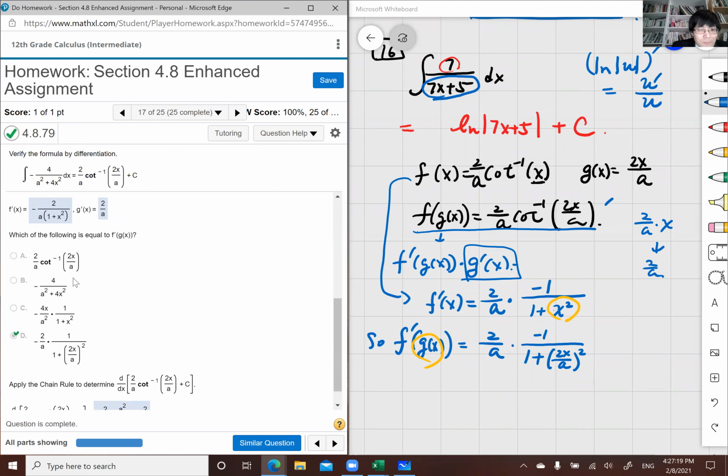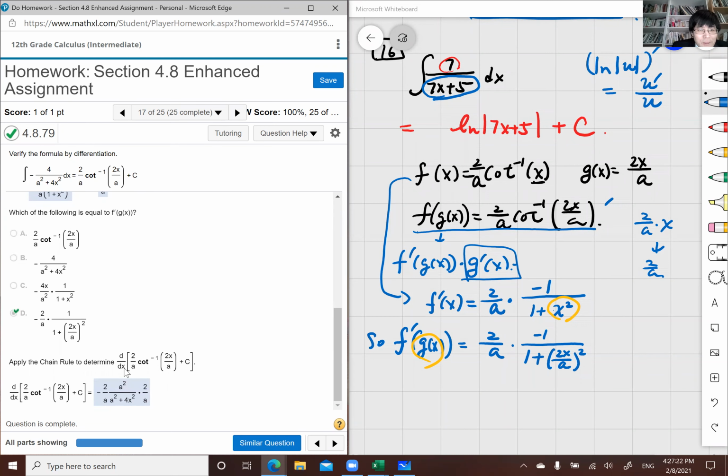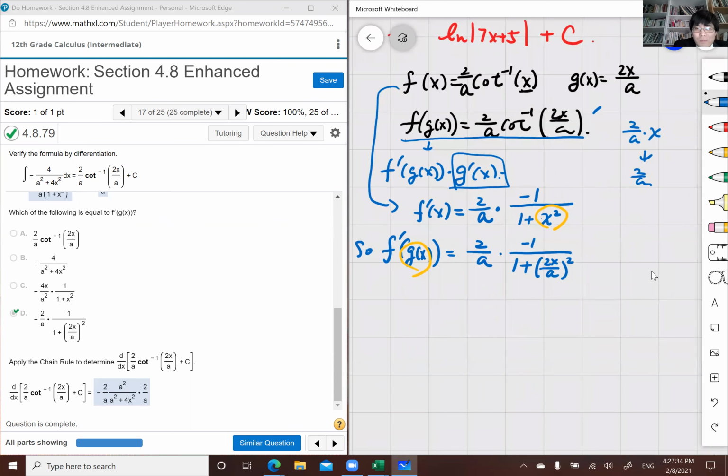So the derivative, applying the chain rule, I just need to multiply this result. It's f dash of g of x times g dash of x. So f dash of g of x times g dash of x is 2 over (a minus 1 plus 2x over a) squared times 2 over a. Okay. Do I need to simplify it? Yes, I had to simplify it to make it match the left-hand side. So I had to simplify this one.